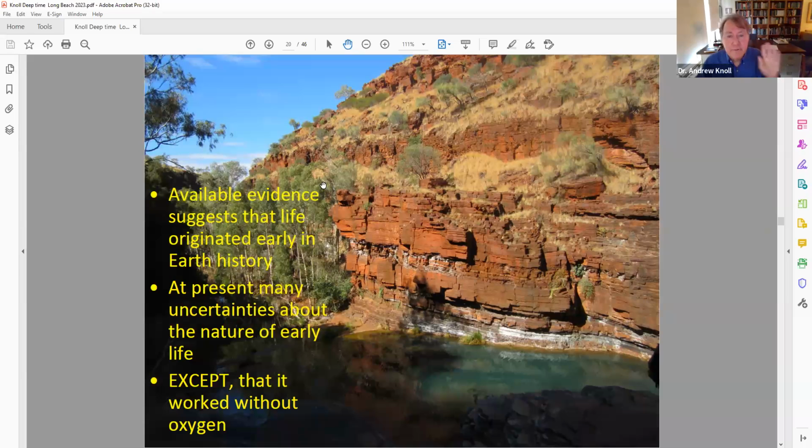So what do we learn then from this quick Cook's tour? Well, the available evidence says that life has been part of the Earth's system for most of our planet's history. Going back in time, we run out of rocks to look at before we run out of evidence for life. So life originated early in our planet's history and has been sustained for more than 3.5 billion years. Now, there's a lot of uncertainties about the nature of this early life, but one thing seems clear from the chemistry of the rocks in which we find this record, and that is that early life worked without oxygen.